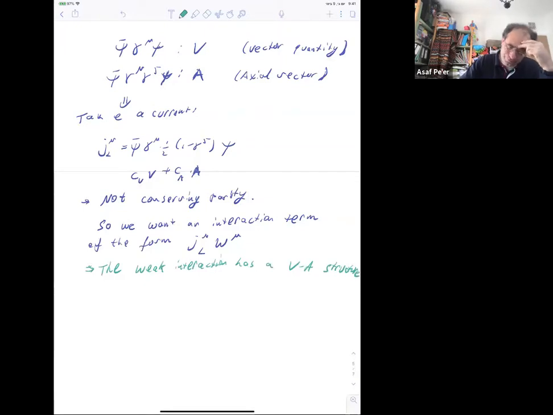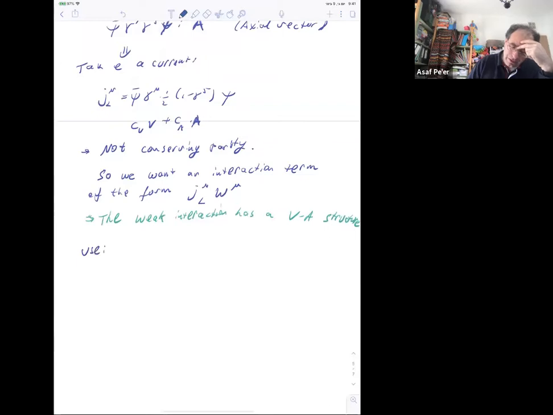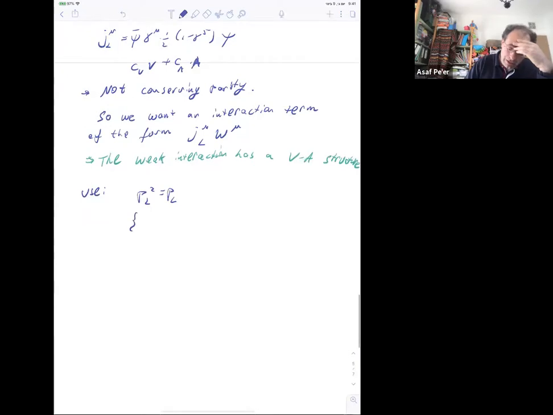Now, I can actually write it down in an easier way. So I'm going to use the fact, well, let's do a small algebra. I'm going to use the fact that PL squared is just PL, the left-hand projection operator. And then the anti-commutation relation between gamma 5 and gamma mu. And the fact that gamma 5 dagger is just gamma 5. All these we showed when we discussed Dirac.